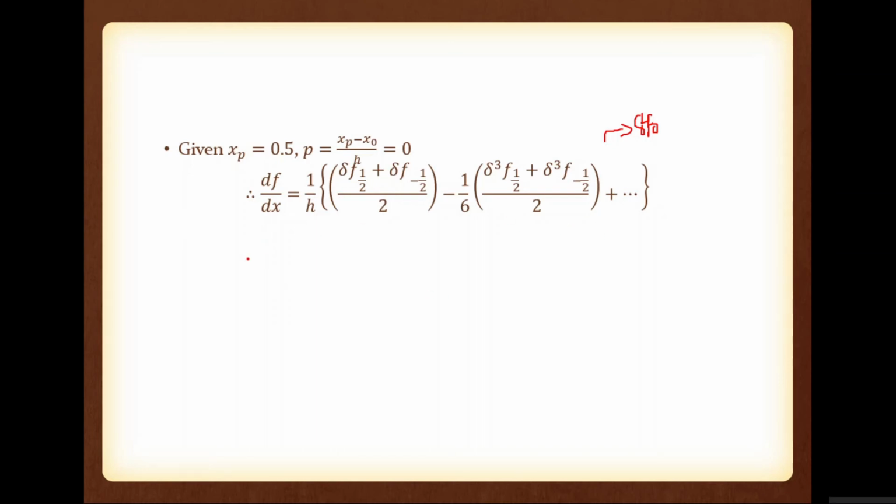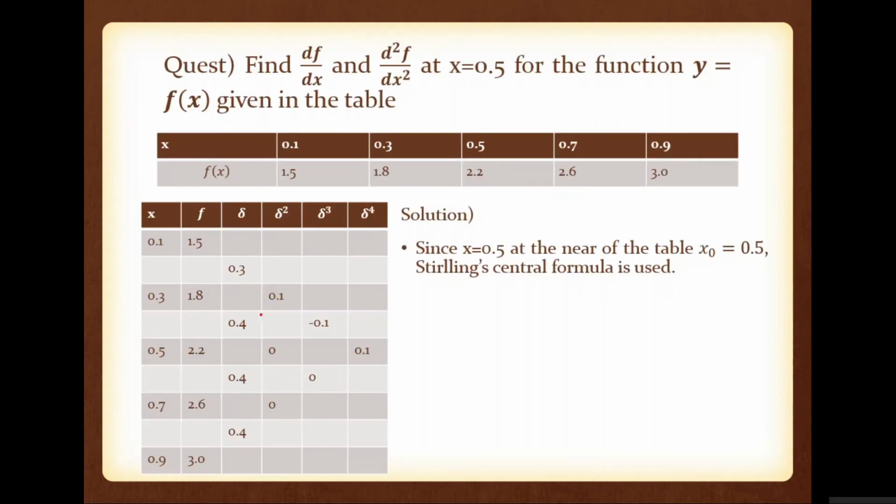Okay. So please substitute the values. Please take the average of θf1/2 and θf−1/2. Replace this bracket with that average of these two terms. Similarly, take the average of these two terms and replace this bracket with that average. So the average of these two terms, θf1/2 and θf−1/2, is 0.4. Now the average of these two terms is minus 0.05. That is the average of this.